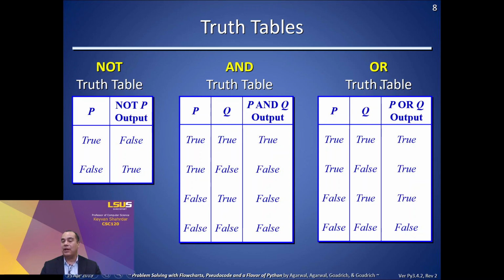Then you have the OR tables. If P and Q are both true, then it's true. If P is true and Q is false, then it's true because you only need one of them to be true. If P is false and Q is true, it's also true because you only need one to be true. If P is false and Q is false, then it's false. Just remember, in any of the truth tables, if P is false and Q is false, it's always false.